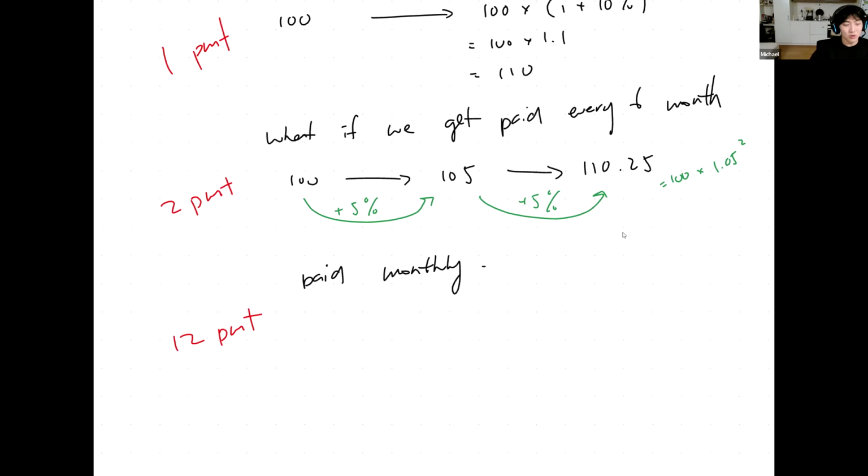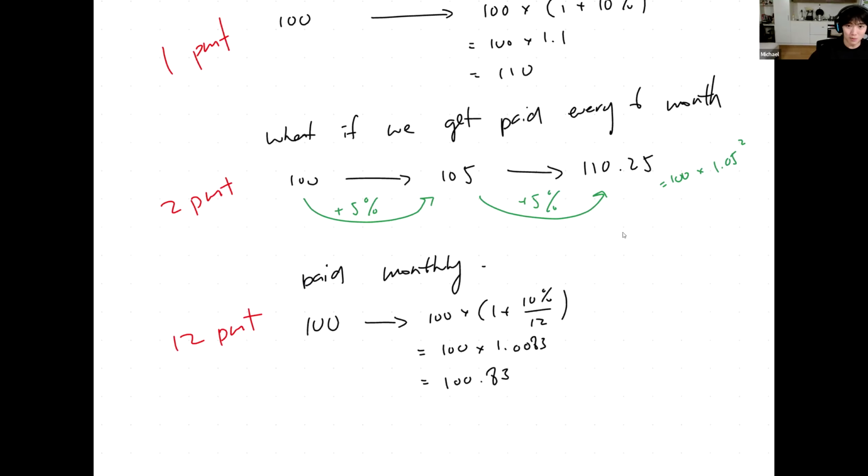The first month, the interest rate is 10%, right? So the first month, we're gonna get something like 100 times 1 plus 10%. But wait, we're getting paid monthly, so it's 10% divided by 12. So this is roughly 1.0083, okay? So in the first month, we're gonna have about 100.83, something like that. And after 12 months, we're gonna have about 110, right?